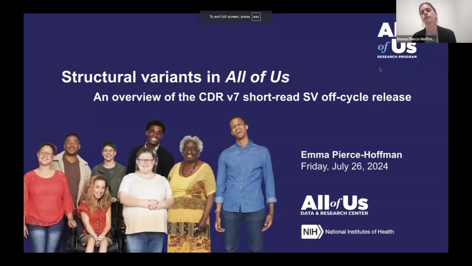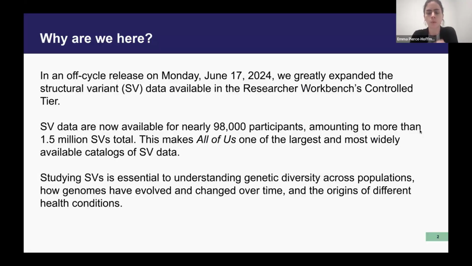All right. Thanks everyone for coming. I am excited to talk today about the structural variant data in the All of Us research program. So why today? Why are we here? Last month, we released new structural variant data and really expanded the data that's available in the controlled tier of the Researcher Workbench from SVs on about 11,000 participants to nearly 98,000. So it's a massive increase.